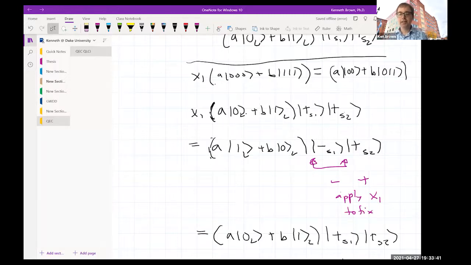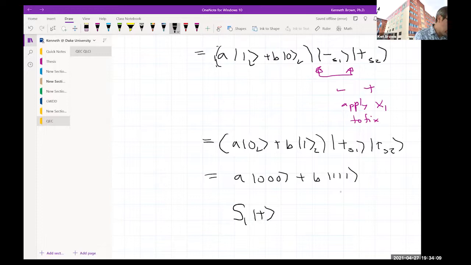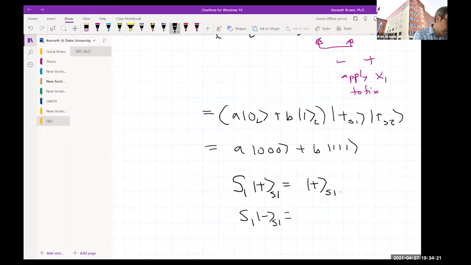Yeah, and so there's this question about why did the A and B coefficients swap with the X1 operation? They swapped with the AB operation because X1 doesn't commute with Z logical. And then let me just say that this is true, right? So for plus S1, the stabilizer returns its positive value.